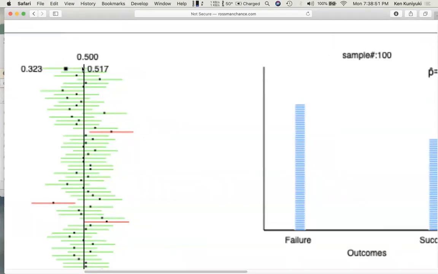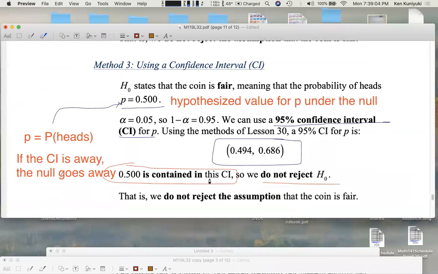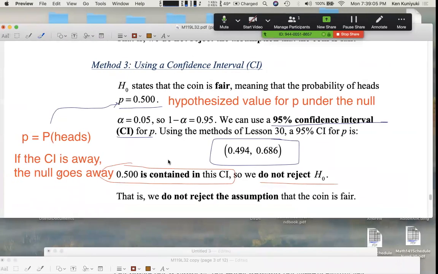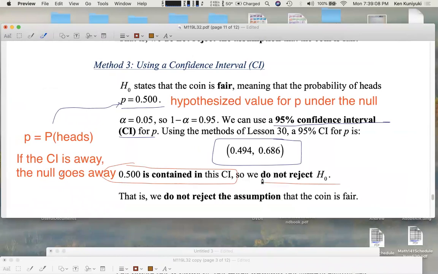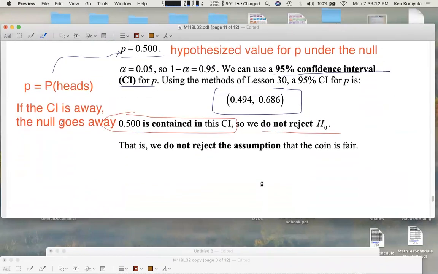Green means safe. So on this applet, there's a 95% chance, if this is the true value for P, that the CI is good, contains the 0.5, green, right? If the 0.5 is contained in the CI, if you get one of these green confidence intervals, okay, green light for the null, we do not reject the null. We do not reject the assumption the coin is fair. So if David says the coin is fair, we're not ready to call him a liar.